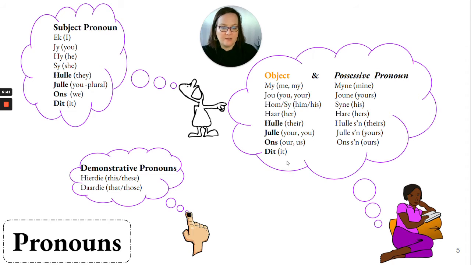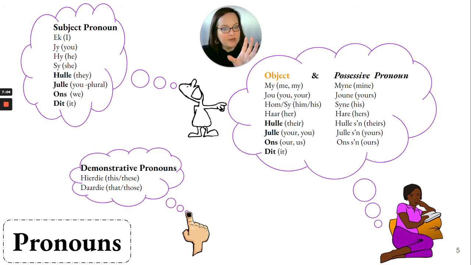So the object pronouns, I'll read them. My, jou, hom, sy, haar, hulle, julle, ons, and dit.